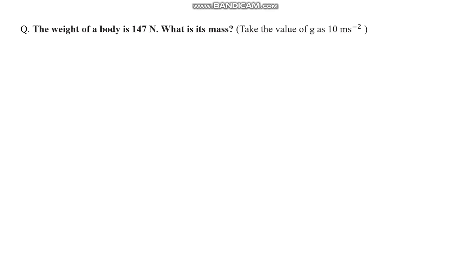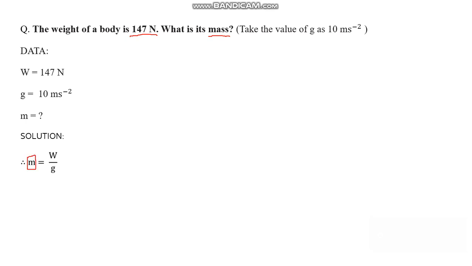This is a very simple question. The question is: the weight of a body is 147 Newton. What is its mass? In this question they have given you the weight of a body, which is 147 Newton, and they are asking about the mass. And you have to take the value of g as 10 m/s². The value of g is the acceleration due to gravity. First you will make the data: W, the weight, is 147 Newton, g is 10 m/s², and we have to find the mass. Now we will use the formula m = W/g, as we have to find the mass.